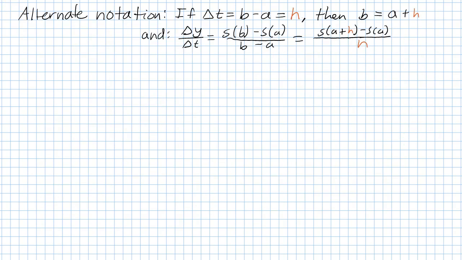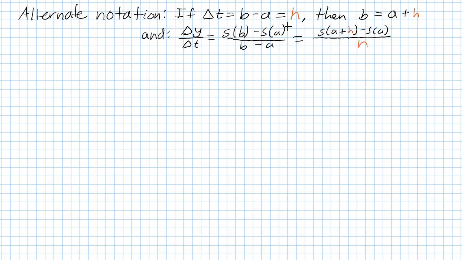Here's the next thing we're going to need to think about. Just one little brief thing here, and then we'll go into the main idea of the section. Another way of writing this notation for average velocity, your change in position divided by change in time, is instead of writing b, you use another variable, h, which represents b minus a, how far apart they are.